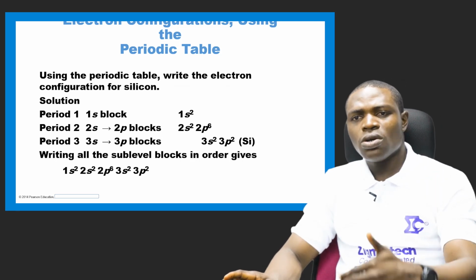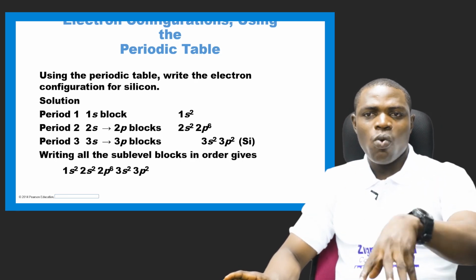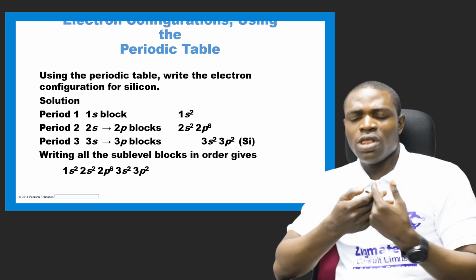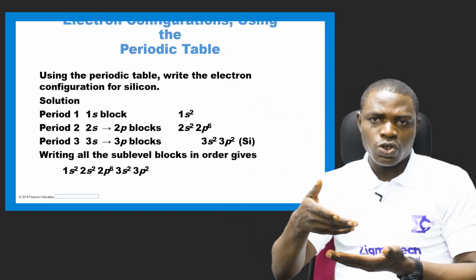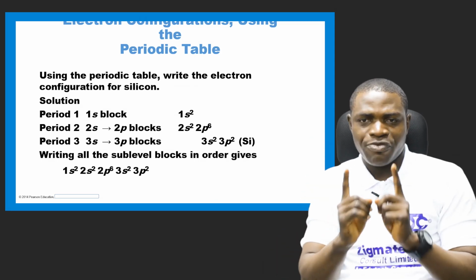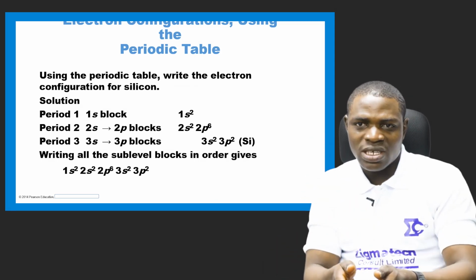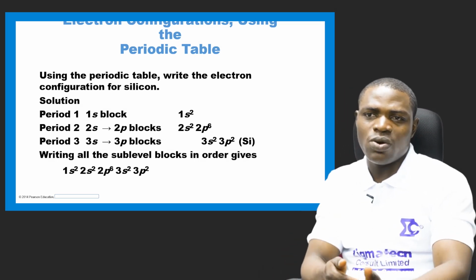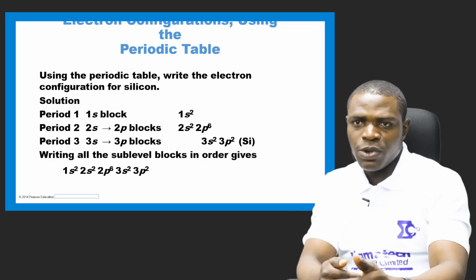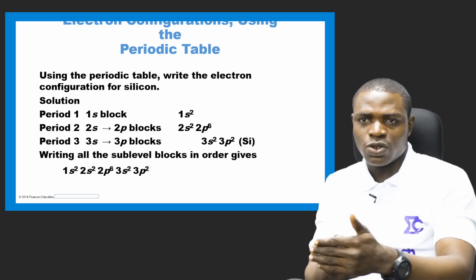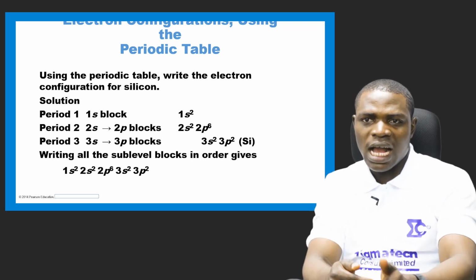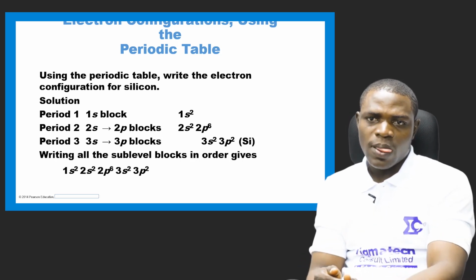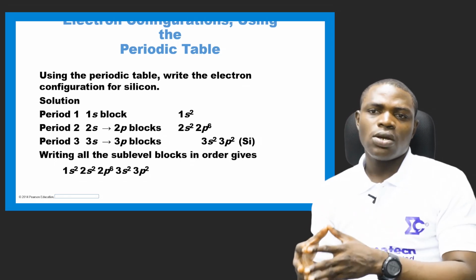However, if you go to helium, you have 1s2. Now if you leave period 1 and come to period 2, period 2 now has first 2s and 2p. So period 1 has only 1s, period 2 has 2s and 2p, period 3 has 3s and 3p, and we're going to follow that order.